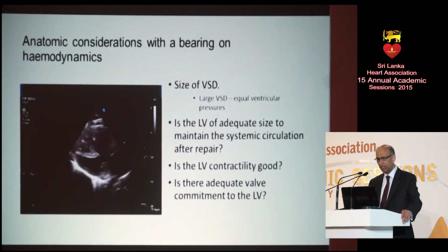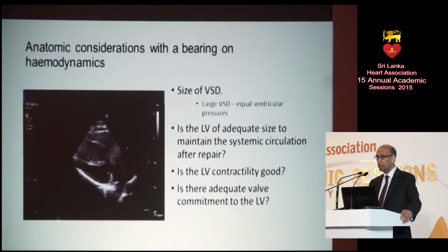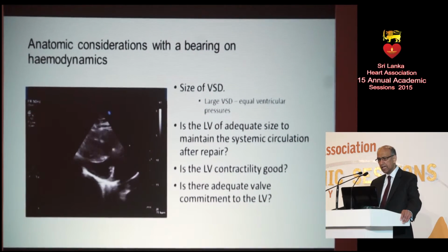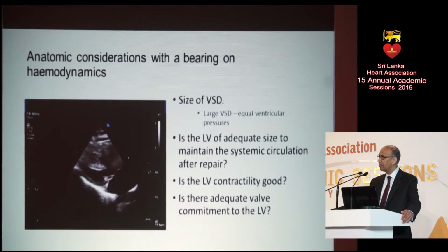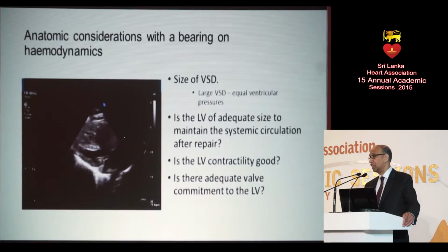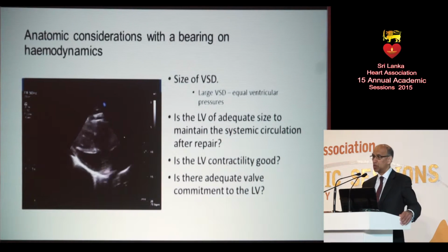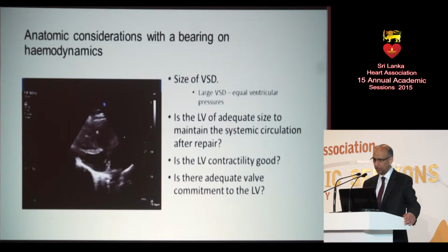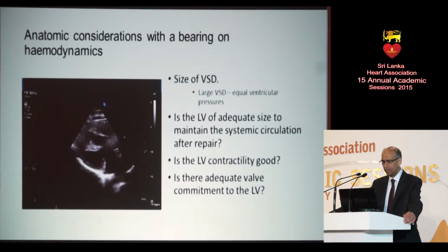hemodynamics, we start off with the anatomy, which has a bearing on how the blood flows and so on. There are a number of questions which we are looking at, and I have a few selected clips. First of all, we want to see the size of the ventricular septal defect. If the ventricular septal defect is large, then by implication the pressures on either side must be equal. We would want to know, if we're going to consider any repair at this stage, which is what the question is about, is the left ventricle of an adequate size to maintain the systemic circulation after repair? This is in the context of it being said to be small.